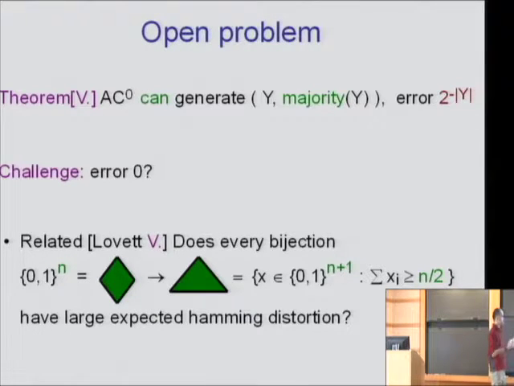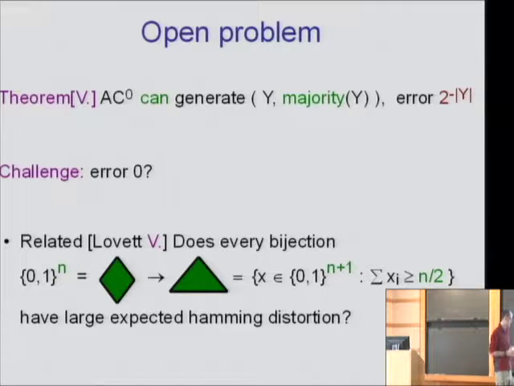The challenge is, can you make the error 0 in this result, or is it impossible? Can AC0 generate exactly (y, majority of y)? I don't know. Here is a question which seems to have some relationship with it, and we thought about it together with Shachar.